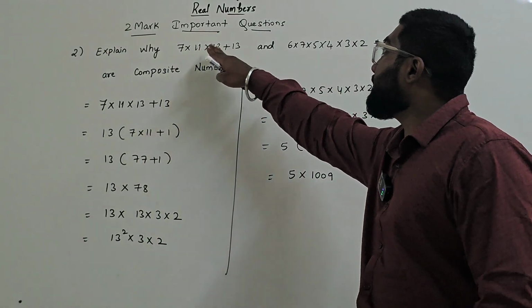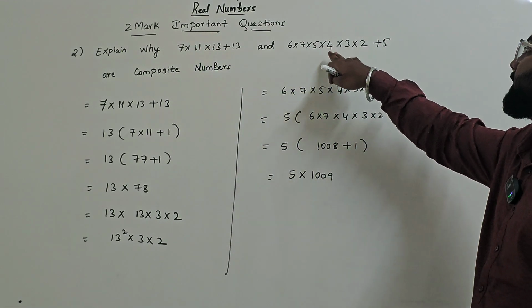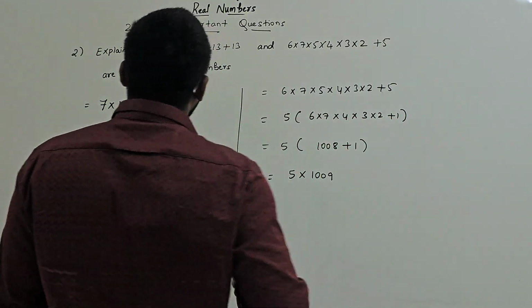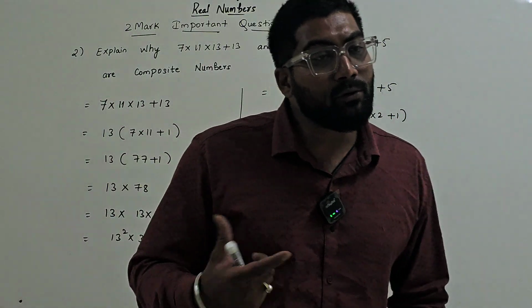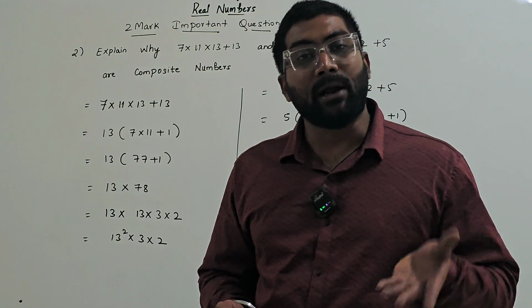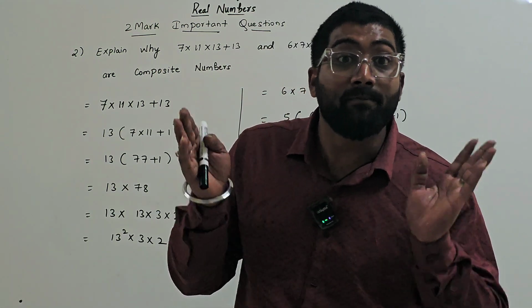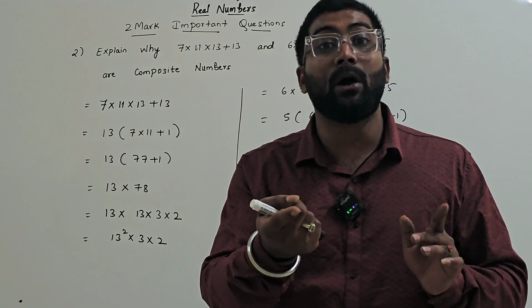Explain why 7 into 11 into 13 plus 13 and 6 into 7 into 5 into 4 into 3 into 2 plus 5 are composite numbers. See, what are composite numbers? I've already told you, the numbers other than prime numbers are known as composite numbers. And the product of prime numbers is also known as a composite number.